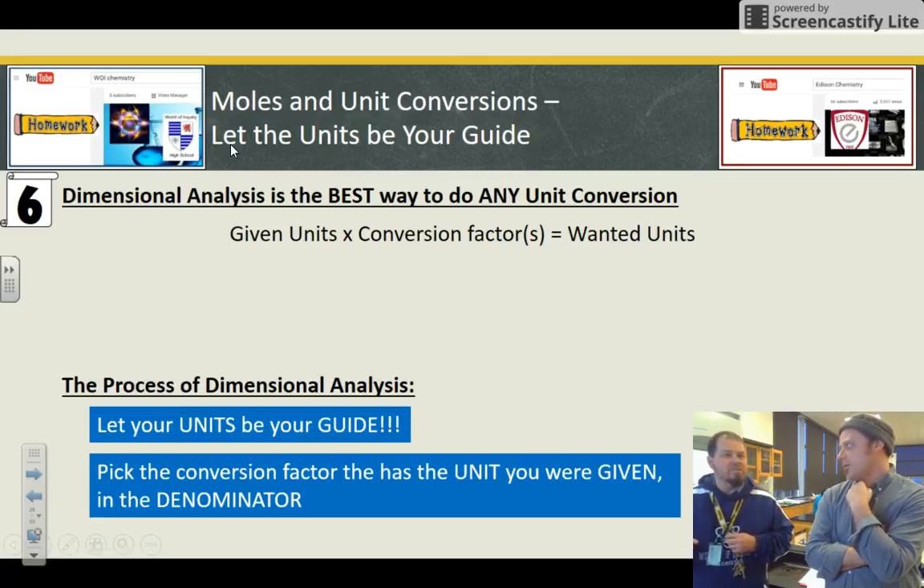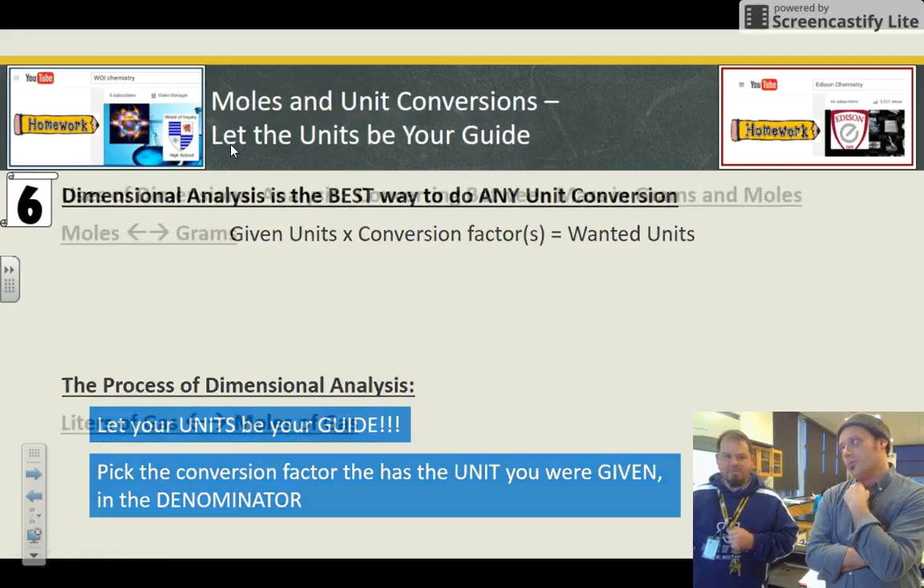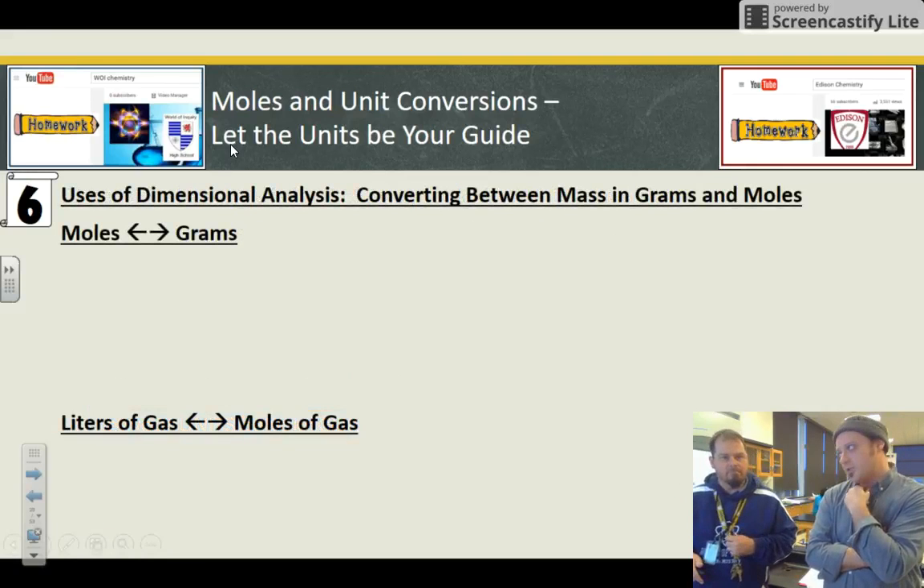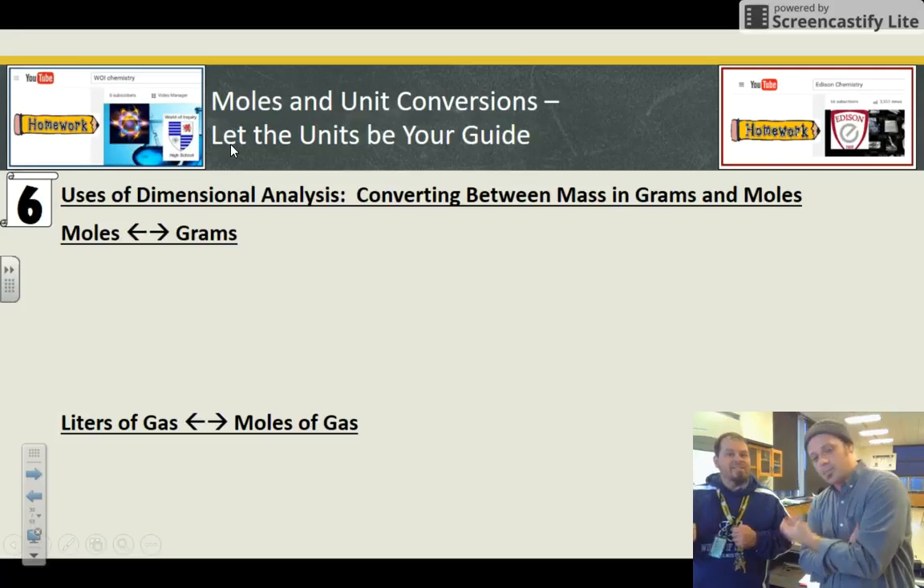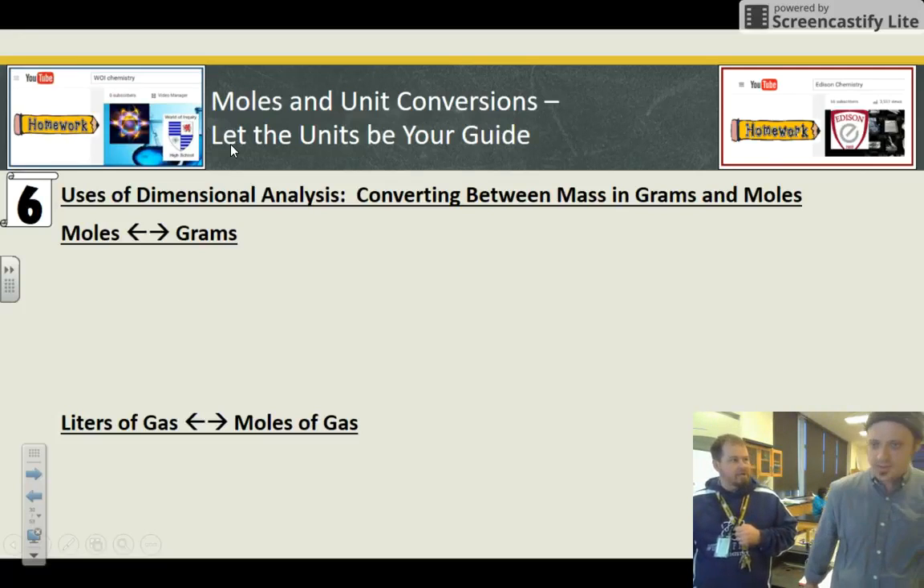If I start with moles, I want to put moles in the denominator of my conversion factor, and you'll end up with grams. If you start with grams, you have to put grams in the denominator, and you'll end up with moles. I think we're going to say it in words, and then we're going to do an example.